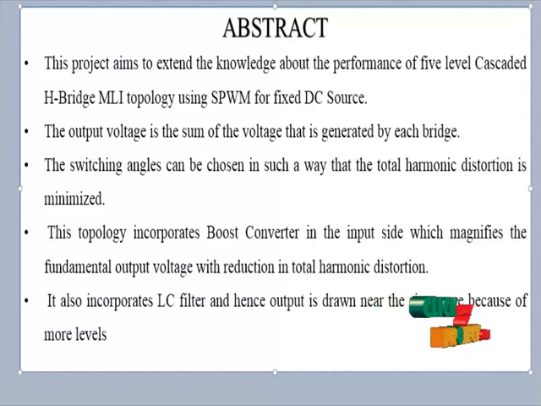The output voltage is the sum of the voltage that is generated by each bridge. The switching angles can be chosen in such a way that the total harmonic distortion is minimized. It also incorporates LC filters and hence output is drawn near the sine wave because of more levels. Result of experiment proved efficiency of 95%.